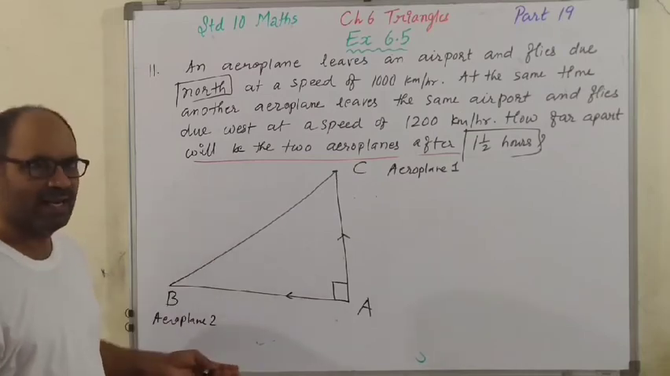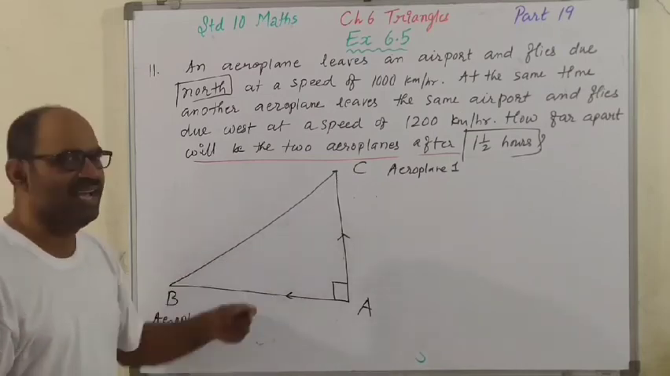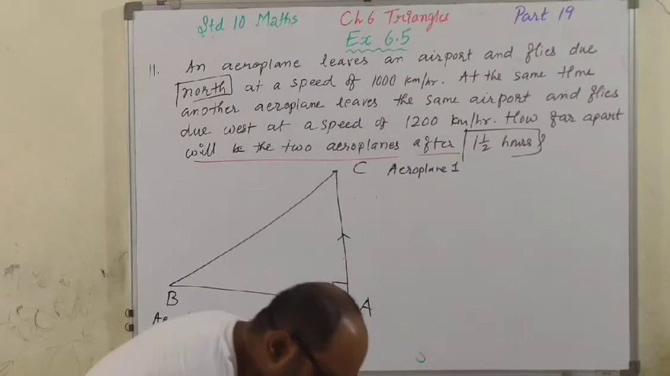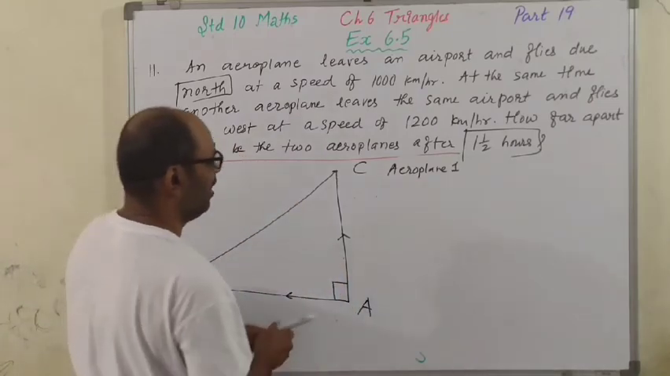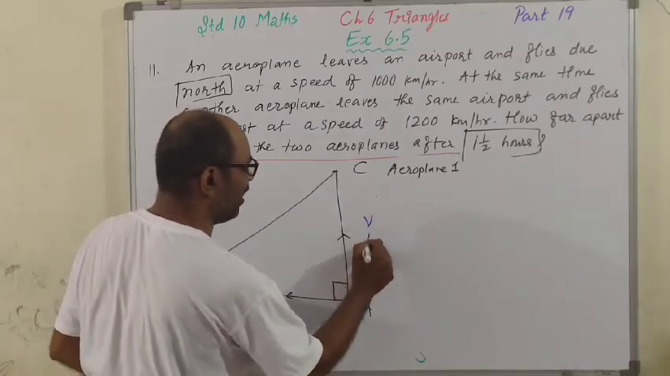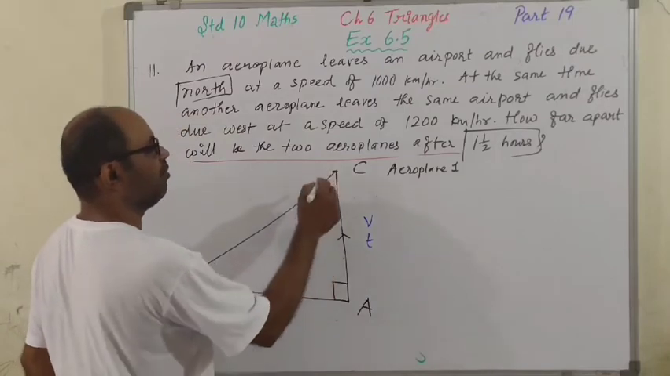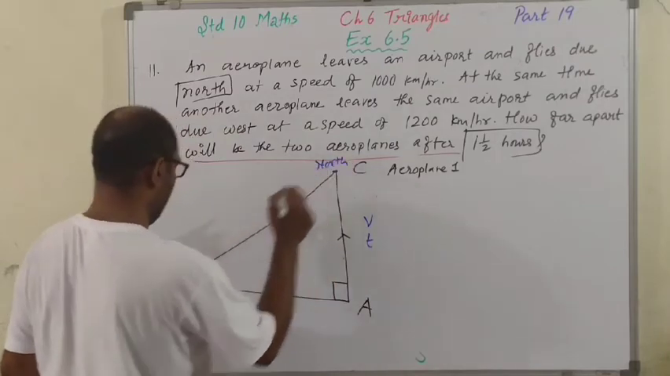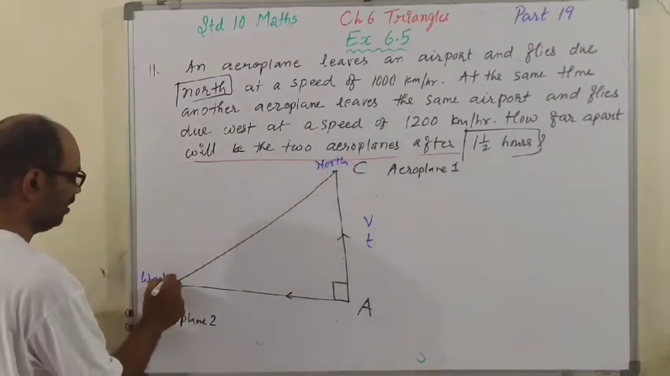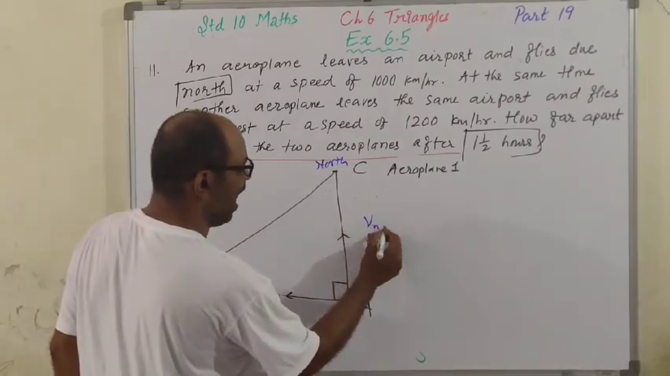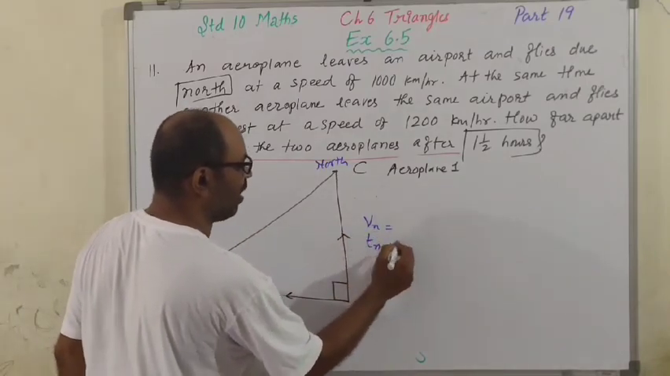Children, you can use Pythagoras, but where are AB and AC? The measures of two sides are not given. Children, these are V and T. The aeroplane moving to north, and this is west. Vn and Tn, that is what I am going to call.